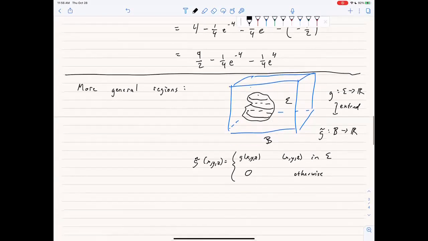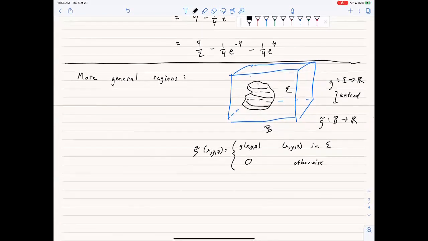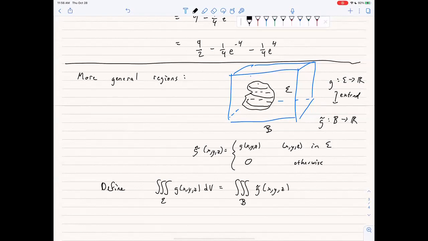So then you can apply Fubini to this function, and then we define this triple integral over the region E of G. We define it to equal the triple integral over the box of G tilde. That's the definition. So it's all very familiar.